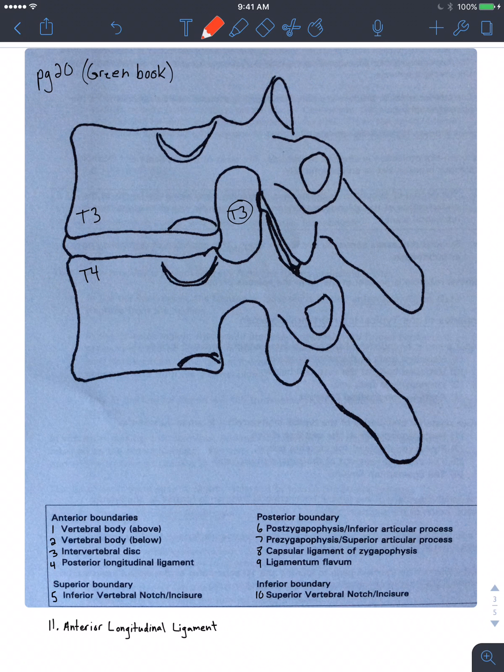Another ligament we're going to put on here, while it's not a part of the boundaries of the IVF, the anterior longitudinal ligament, is going to run anterior to the vertebral body. Just go ahead and put it in now in red.